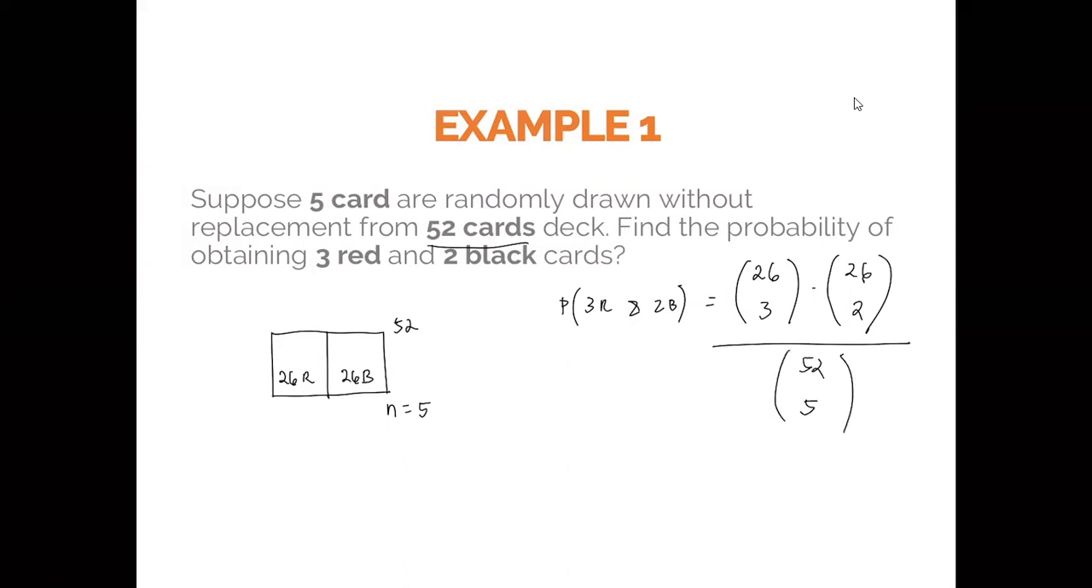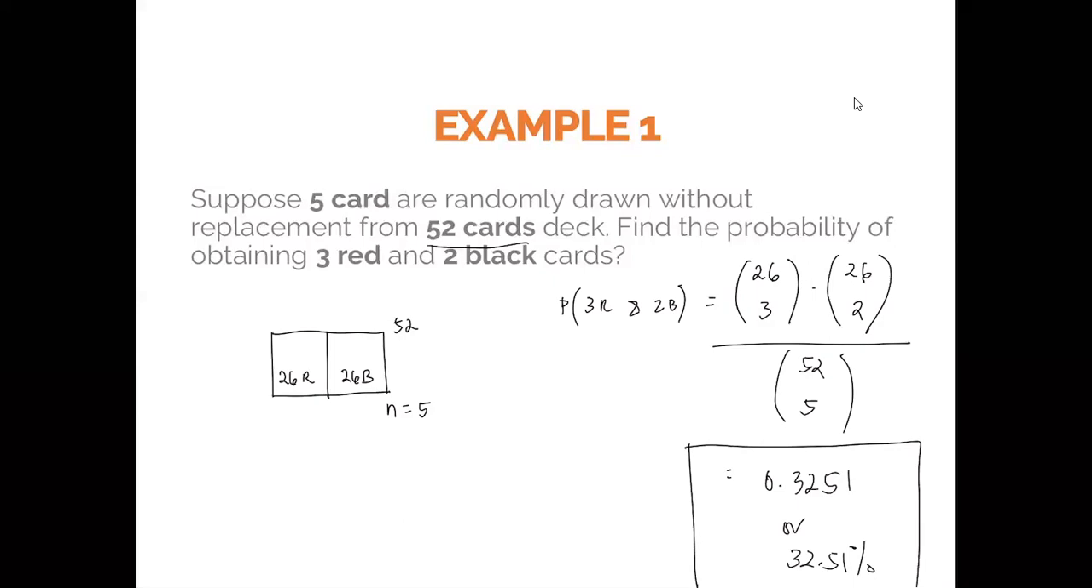Okay? So, applying yung probability na formula, or directly in your calculator, 26C3 multiplied by 26C2, divided by 52C5. Okay? Your answer should be 0.3251 or 32.51%. Okay? So that is for example number 1.